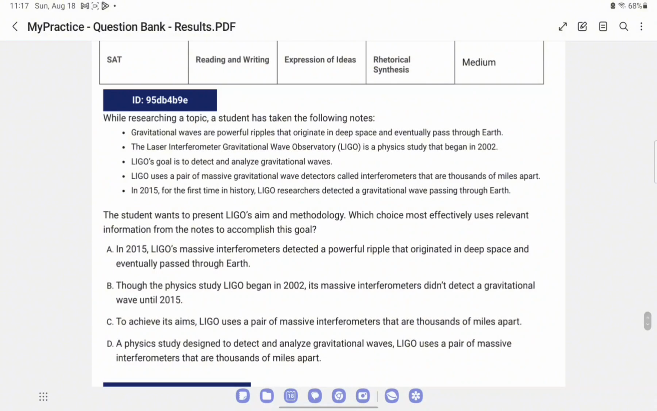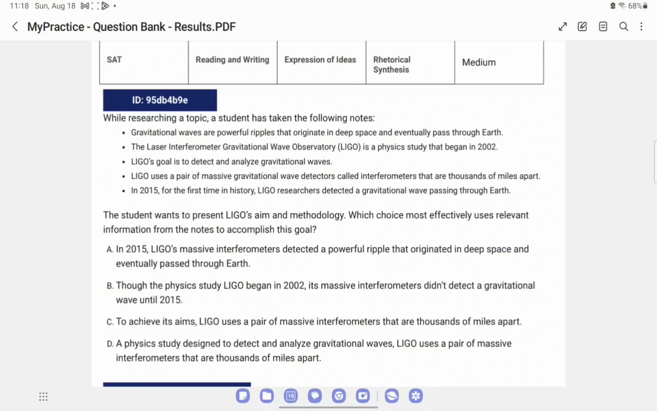While researching a topic, a student has taken the following notes. The student wants to present LIGO's aim and methodology. So we're trying to present its aim and its methodology. So what it was trying to do and what it was going to use to do it, I guess. I don't have time to explain better, but okay.